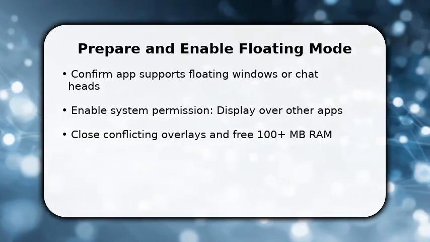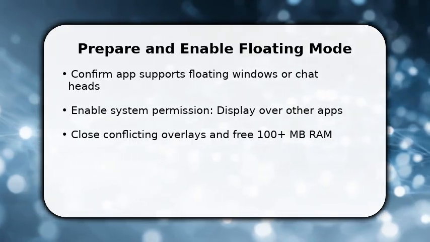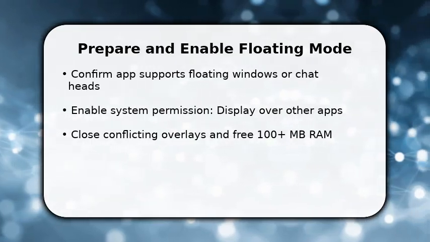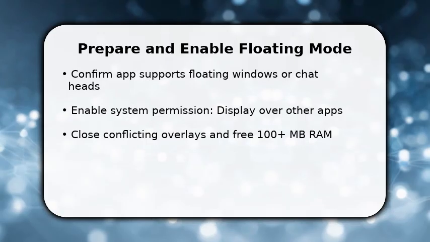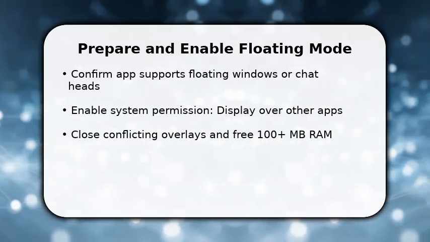Update if needed. Close any screen recording or accessibility overlays that can block floating controls and free a small amount of memory so the window spawns reliably. Now open the Messenger and look for the floating or chat head toggle in Conversations. We will activate it next.